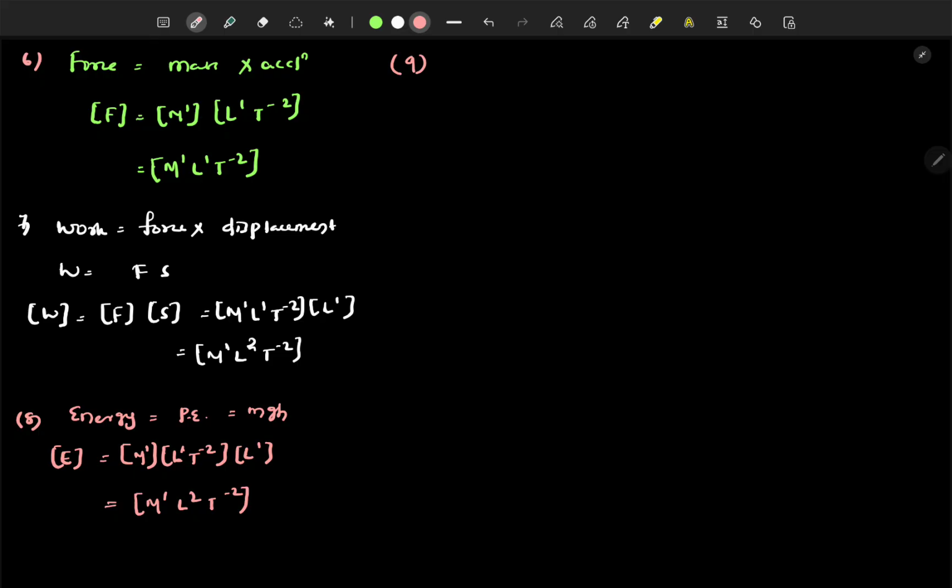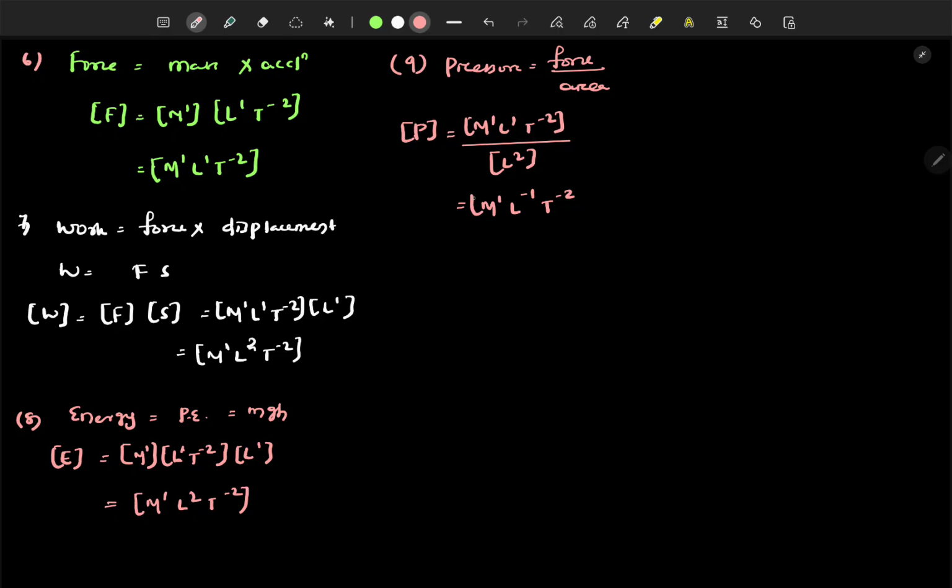Then come to quantity number 9. Let us calculate the dimension of pressure. Pressure is equal to force divided by area. So we can write the pressure P dimension. The force dimension is M1 L1 T minus 2 divided by the area dimension L2. So the final answer will be M power 1, L power 1 minus 2, that is minus 1. नीचे क्या है, L2 ना, so L power 1 minus 2, that is minus 1. Then T power minus 2. This is the dimension of pressure.